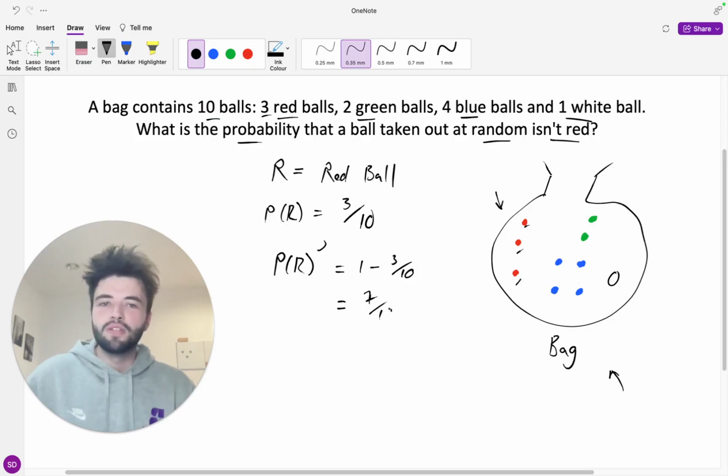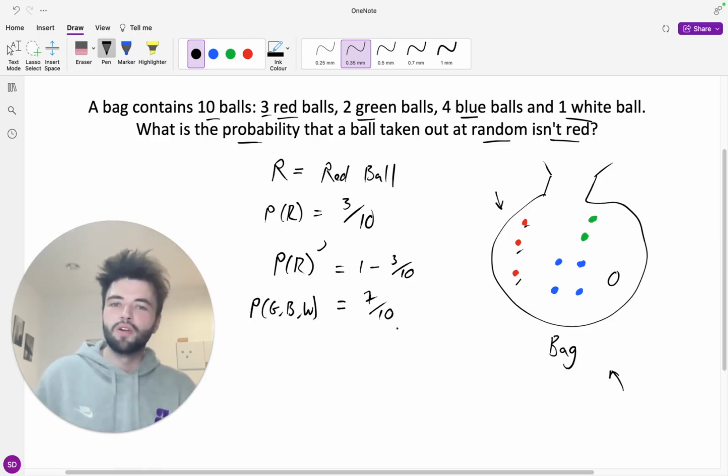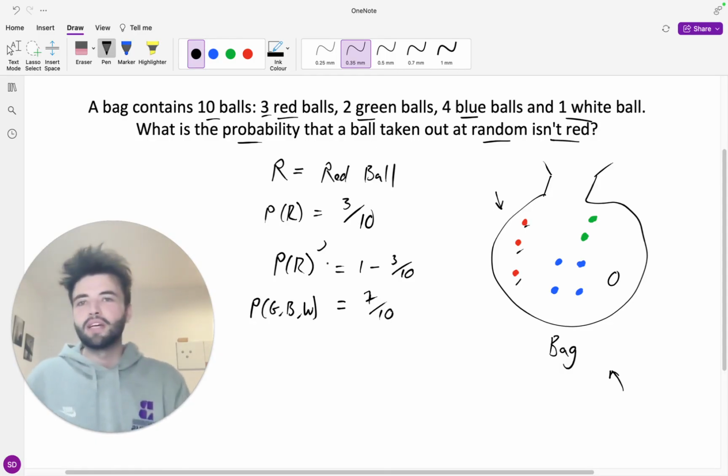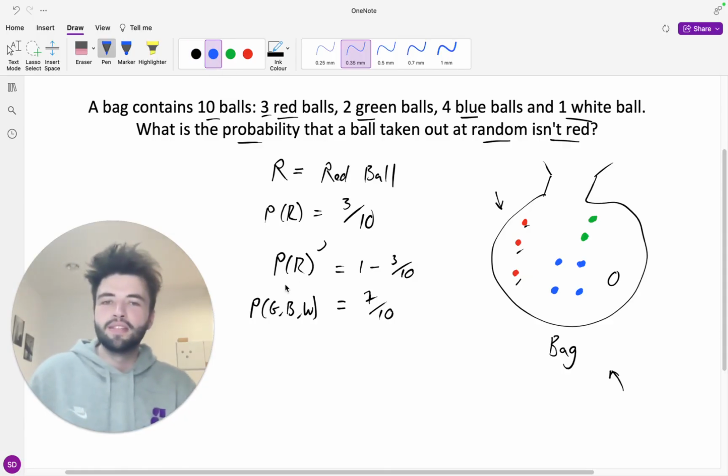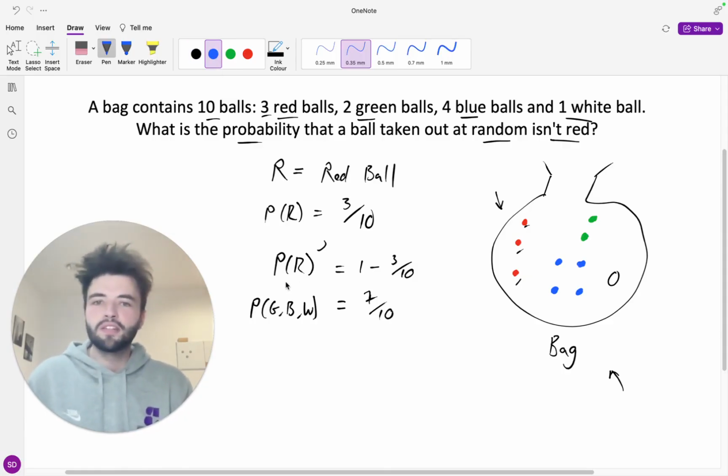And so this is an opportunity to see as well how we would label this situation, and just to also make clear that this is the same thing as drawing a green, blue or white ball. But as you can see, it's just much easier to say the probability of drawing a red not, as opposed to the probability of drawing green, blue or white.